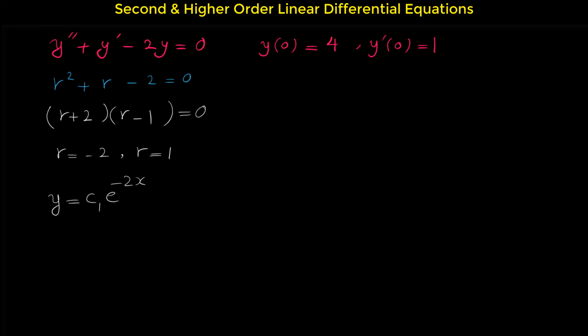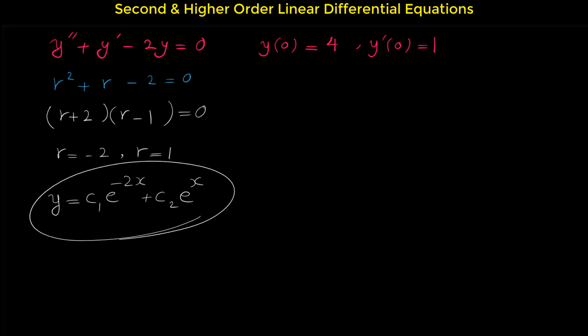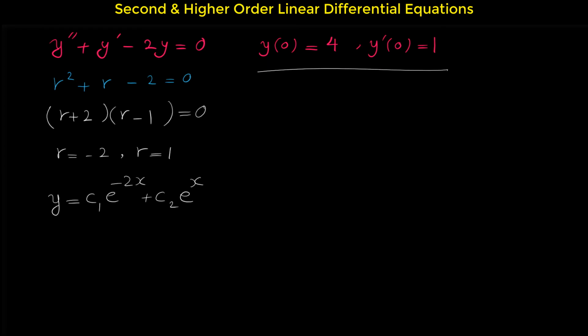So, the answer of this differential equation is c1 e to the negative 2x plus c2 e to the 1x, or simply e to the x. And this is the solution of this differential equation. This is the general solution. But here we have initial conditions. With these initial conditions, we can find c sub 1 and c sub 2.